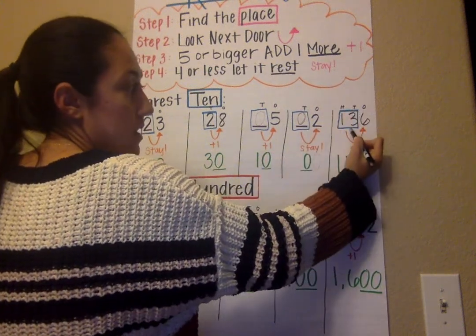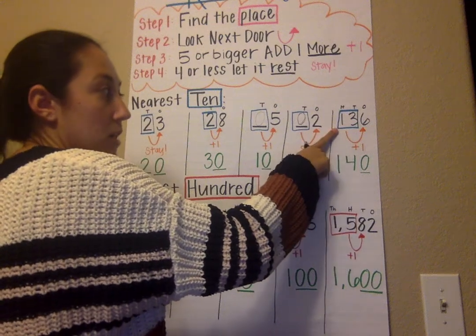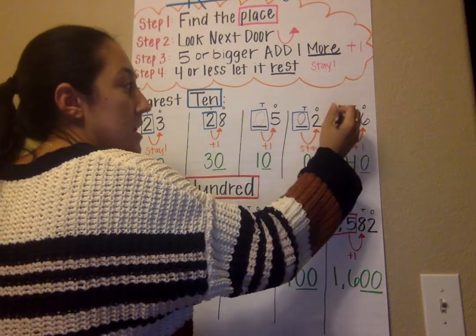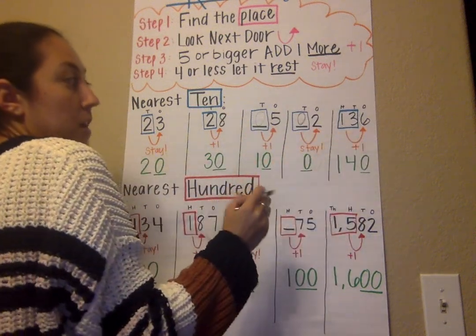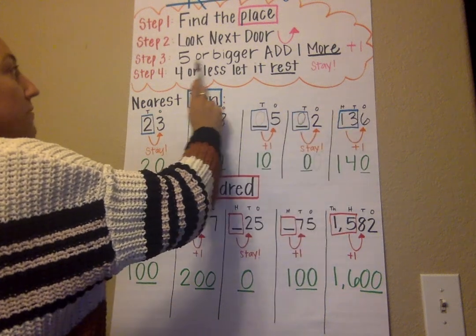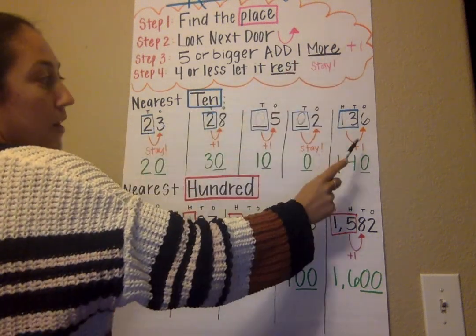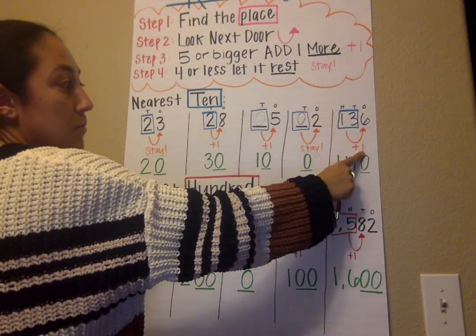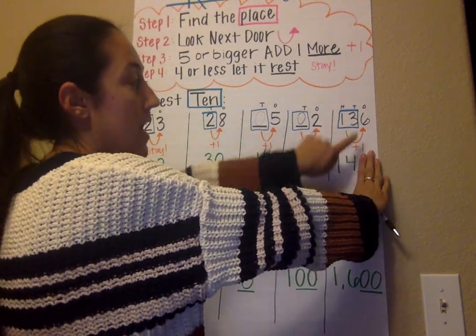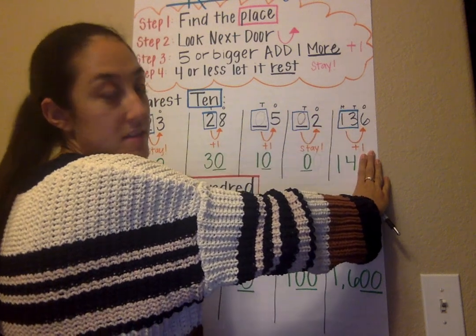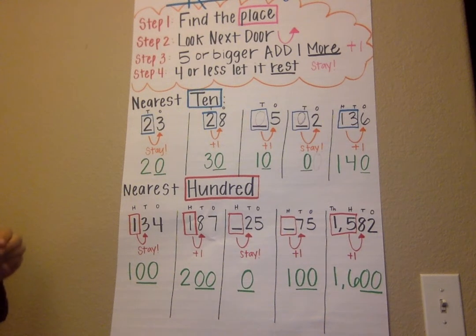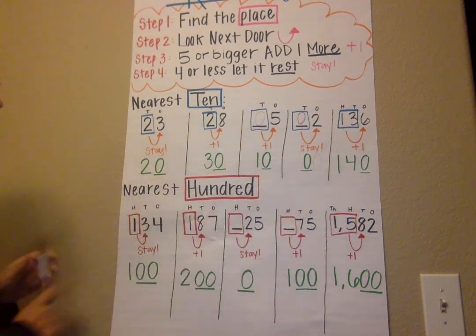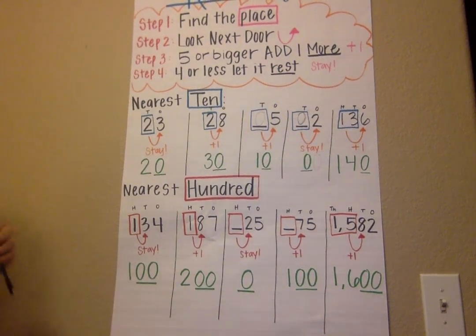So I went to go box the number 3 and realized there was a 1 next to it. So now this number becomes 13 and I box the entire number. I still draw an arrow to my neighbor next door. My neighbor next door is a 6, so that's 5 or bigger, so I need to add one more. So when I add one more, 13 plus 1 is 14, and then there's still one number that is not boxed, so I add 1 0 as its placeholder. So 136 rounds to 140 in the tens place.